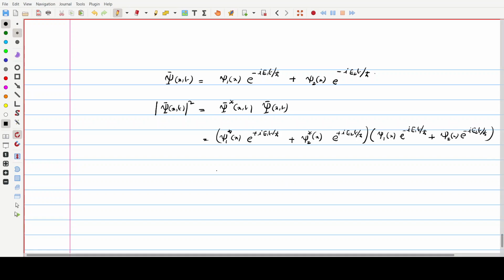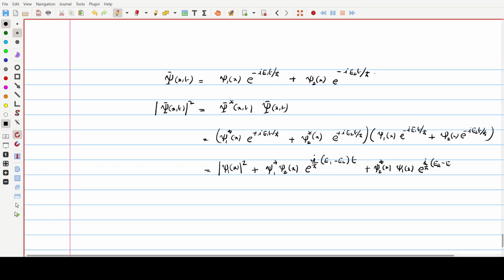So we'll be getting four terms. The first term is ψ1*(x) into ψ1(x), that will simply be |ψ1(x)|², plus there will be the quantity ψ1* ψ2(x) e^(i/ħ (E1 − E2) t), plus there will be ψ2* ψ1(x) e^(i/ħ (E2 − E1) t), plus |ψ2(x)|².